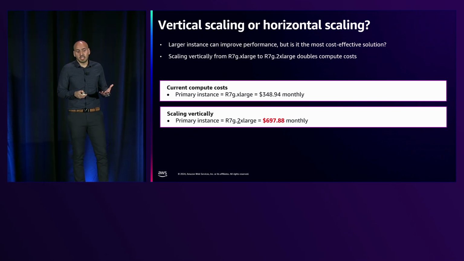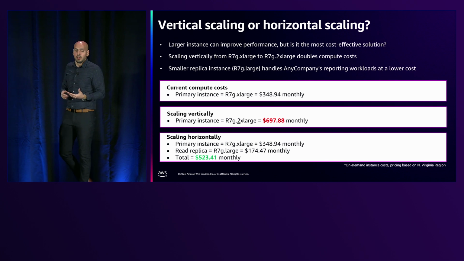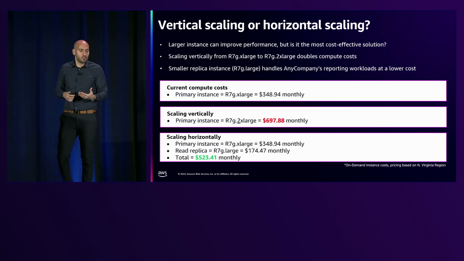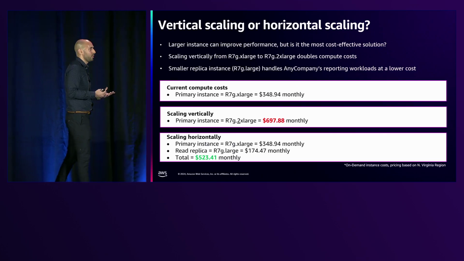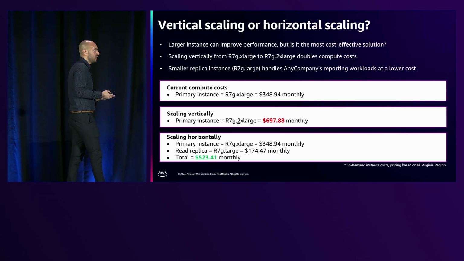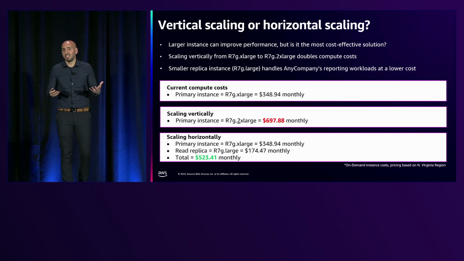So they decided to go with horizontal scaling using read replica. And they found that using a smaller read replica, R7G large, actually managed to address their reporting queries very effectively and very efficiently. And that provided a more cost-optimized approach for this noisy neighbor issue.